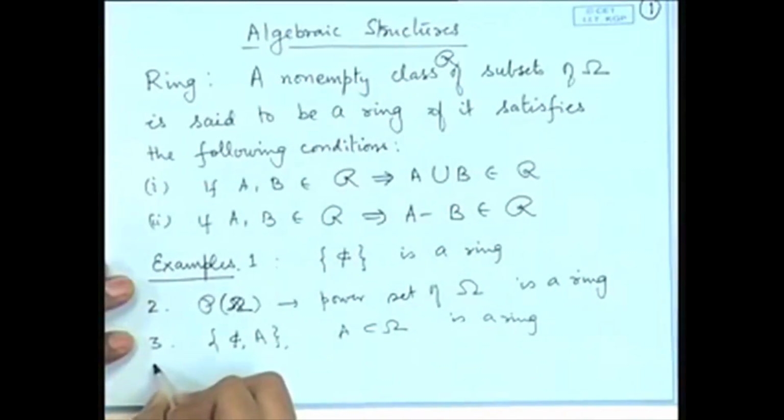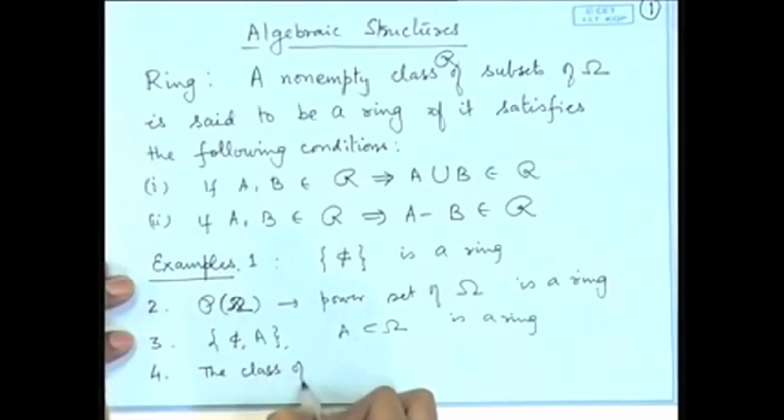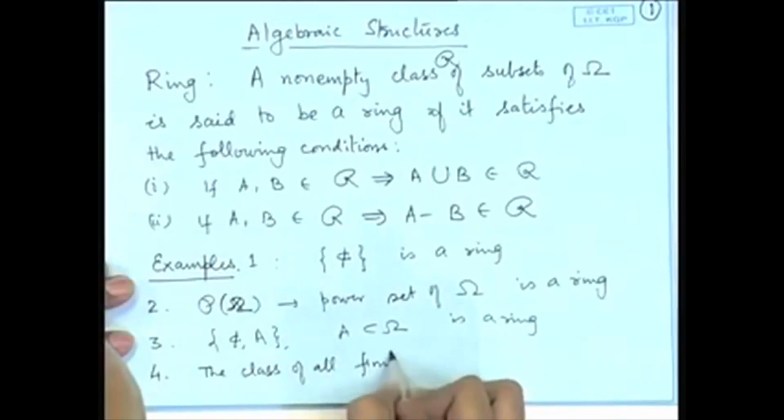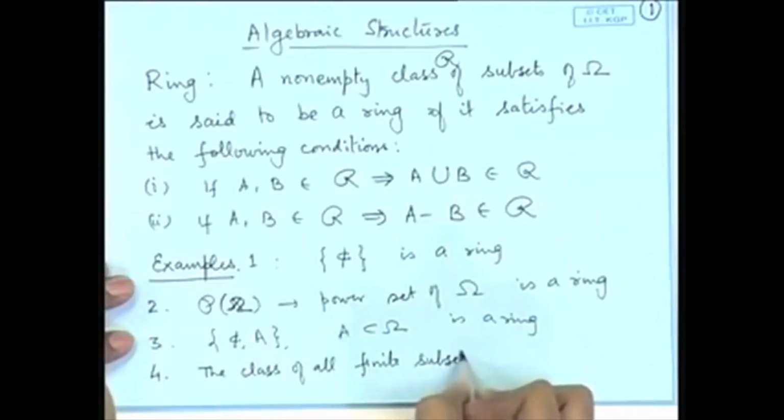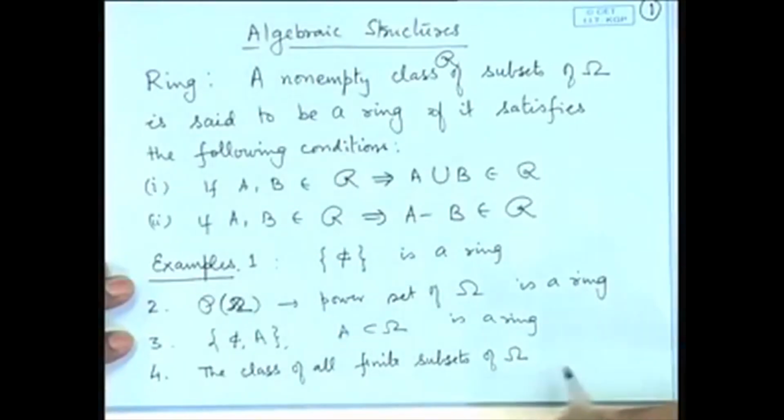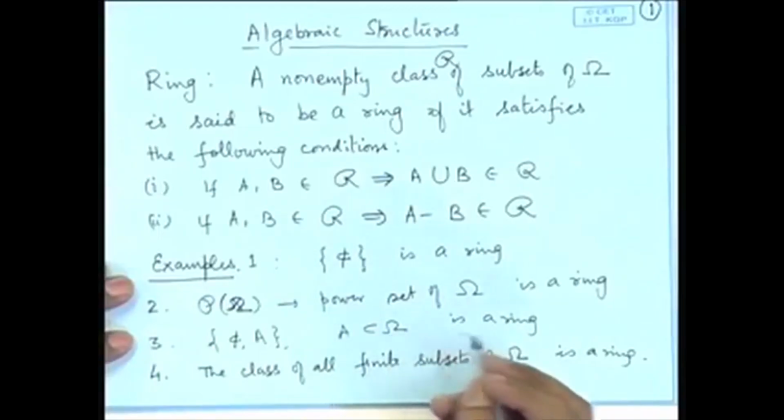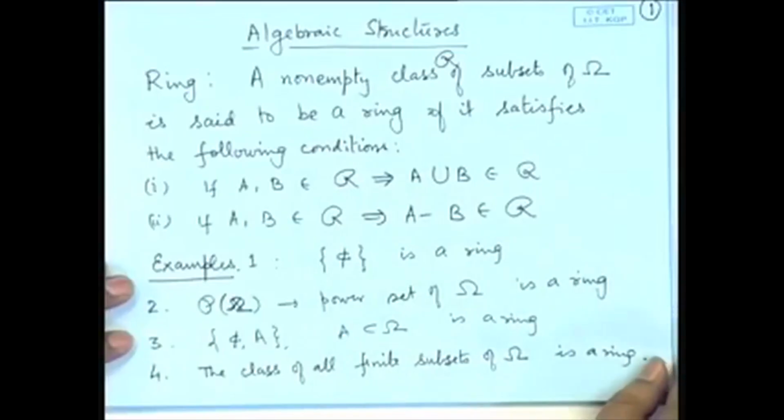If I consider the class of all finite subsets of omega, and suppose I take two finite subsets A and B, then A union B and A minus B both are finite. Therefore, this is also a ring. Thus, we can see that a ring contains certain subsets of omega with certain properties, and therefore it may be useful to consider such a structure.